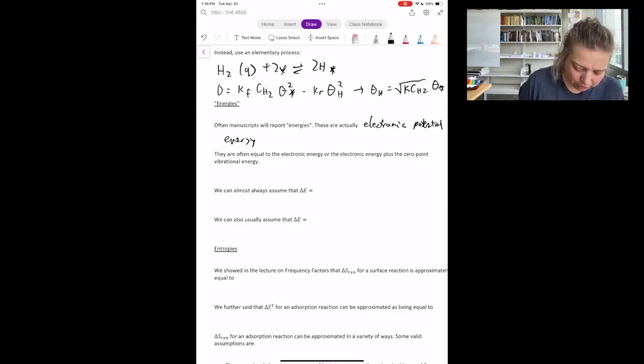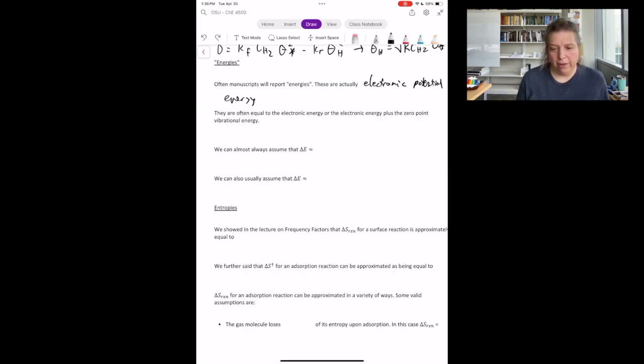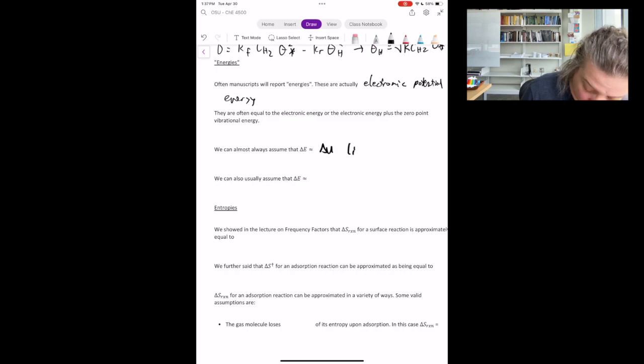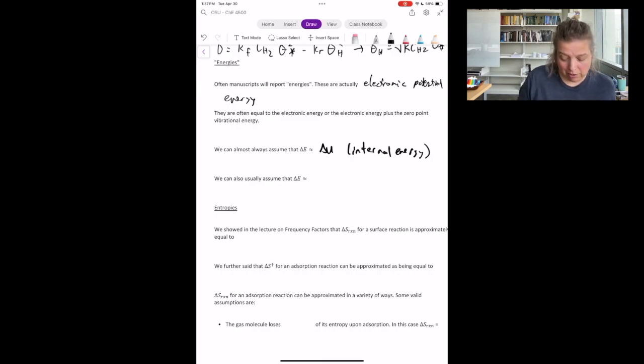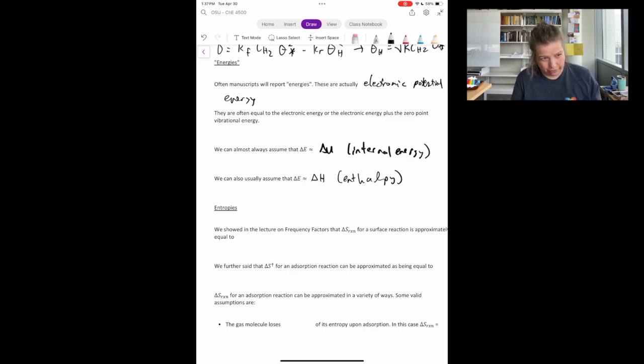These values are often equal to either the electronic energy, which is the value I just told you, or maybe the electronic energy plus the 0-point vibrational energy. For our purposes, these values are almost always pretty much equal to, not identically equal to, but pretty much equal to the internal energy, delta U. In fact, we can usually say that delta E is equal to delta H, which is the enthalpy. So when you see those values for what we're doing, you can assume that those are equal to either internal energy or enthalpy, whichever one you need, to be honest.